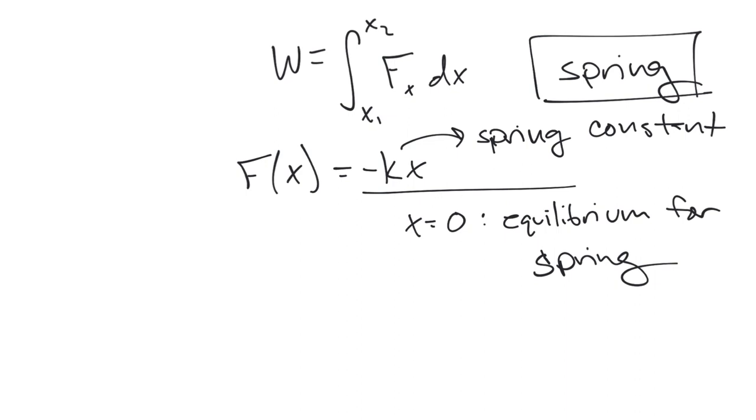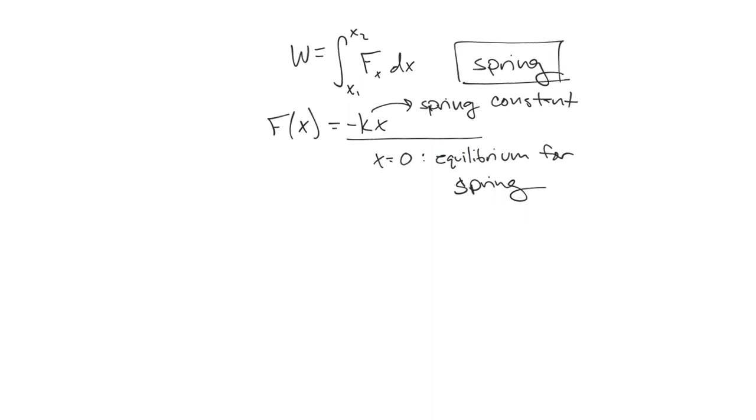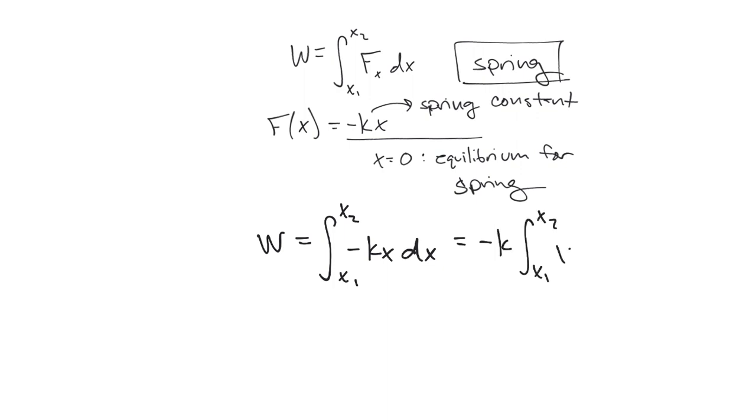So if we take that function and we plug it into our integral, I'm actually going to make this a little bit smaller real quick. If we plug that function into our integral, we get work done from a spring is the integral from the starting position to the ending position of Fx, which is negative kx dx. And you would integrate that just like normal. You can pull the negative k out because it's a constant. So you've got negative k, integral from x1 to x2 of x dx.